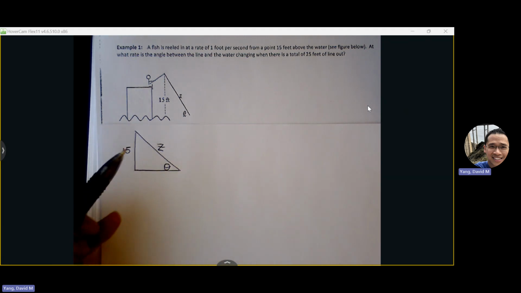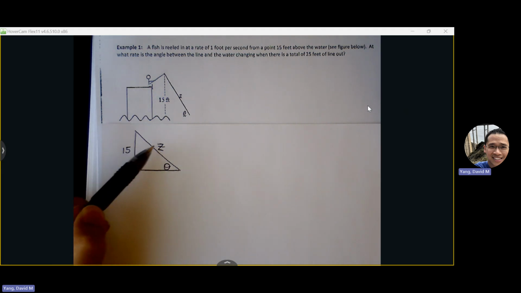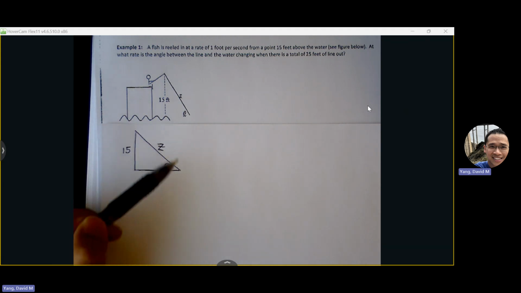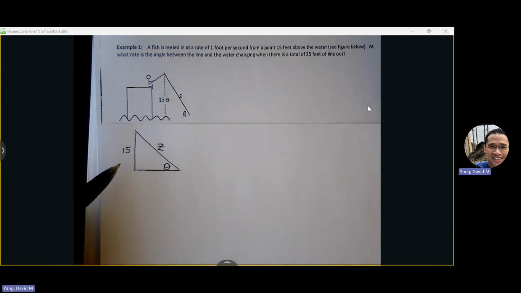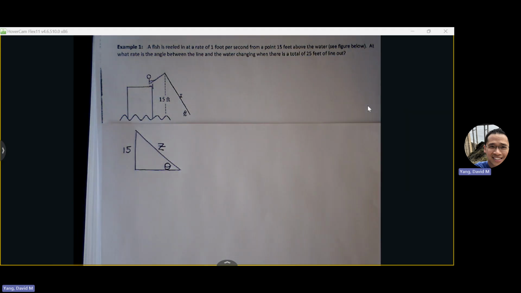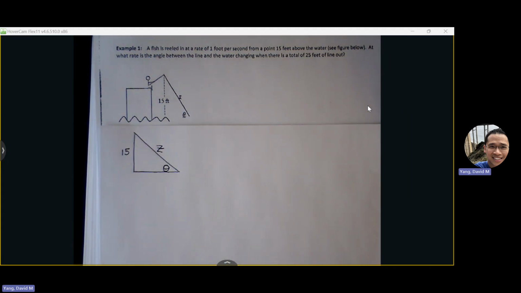Anytime we're dealing with related rates with trig, we're always going to have to know where theta is, and we have to know two sides, either variables or constants. In this case, we have a constant and a variable, and we're going to be identifying a trig function that's going to hit all 3 of these values. So which trig function is best suited for this triangle here? Sine, cosine, or tangent?